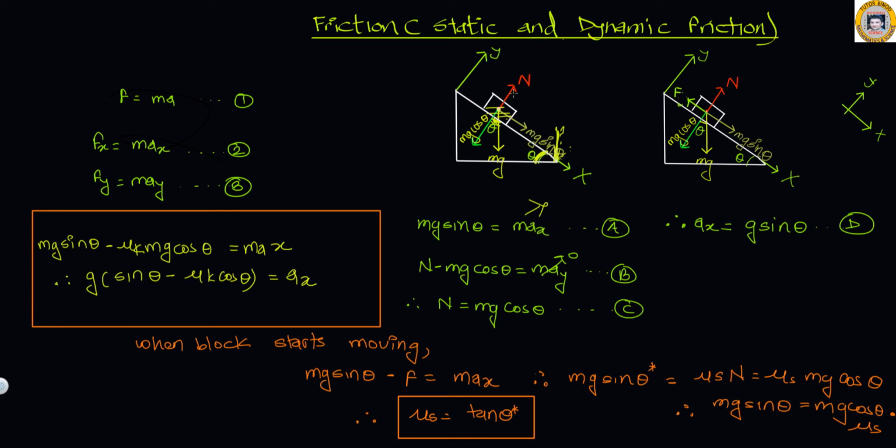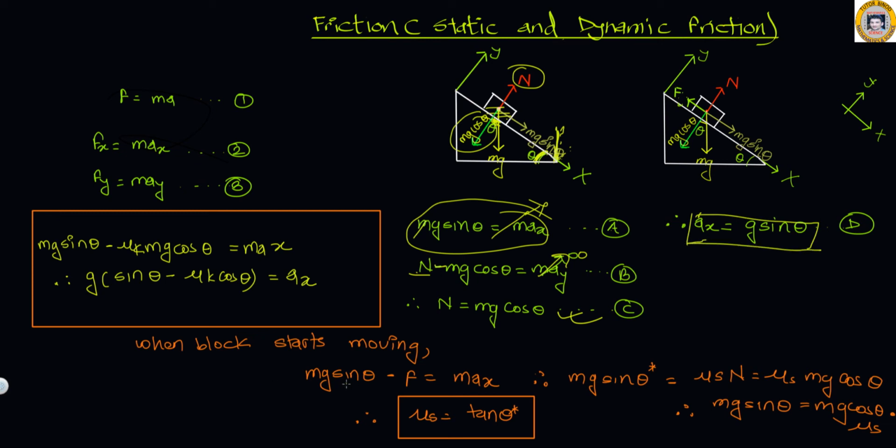Similarly, for the y direction, our upward force is N in the positive direction, so I can write positive N. So mg cos theta is in the opposite direction, so let me write negative mg cos theta, which must be equal to the mass times acceleration along the y-axis. Since the body is not accelerating along the y-axis, our ay component would be 0, so that we can have N equal to mg cos theta. From equation 1 we can have m cancel out, so that ax equals g sin theta.